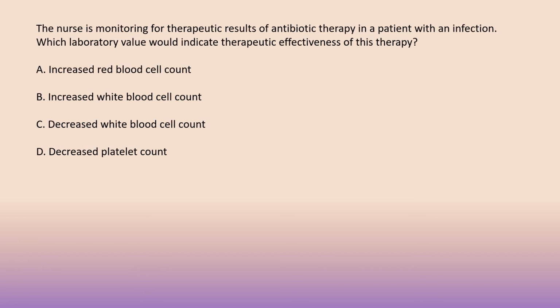The nurse is monitoring for therapeutic results of antibiotic therapy in a patient with an infection. Which laboratory value would indicate therapeutic effectiveness of this therapy? A. Increased red blood cell count. B. Increased white blood cell count. C. Decreased white blood cell count. D. Decreased platelet count.